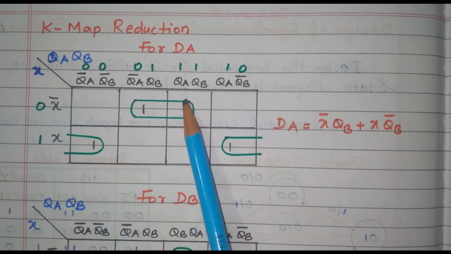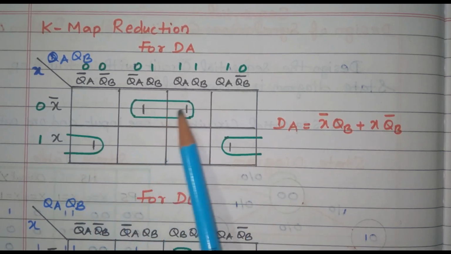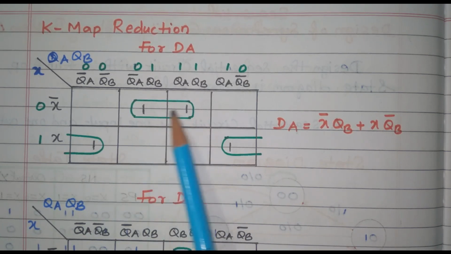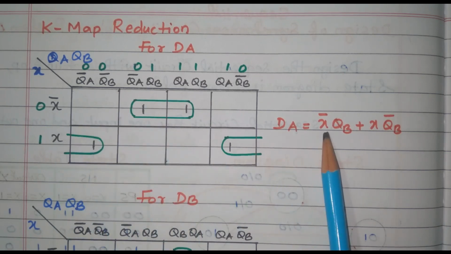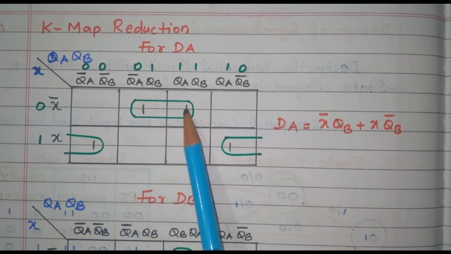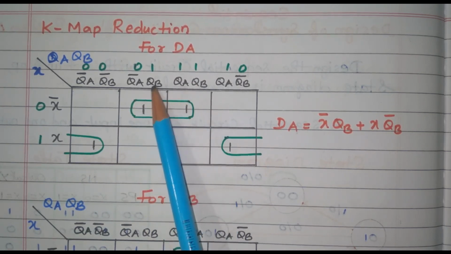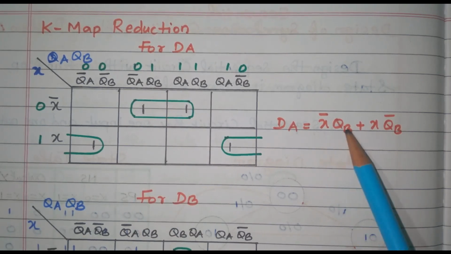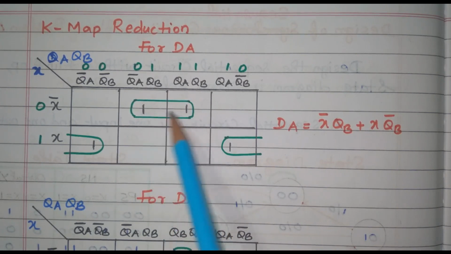These two ones are grouped together, and these two ones are grouped together, left and right corner. While grouping these two ones, X bar is there, so that X bar is written. Correspondingly, in the second and third column, QA and QA bar got cancelled and only QB remains. So, X bar QB is the expression from grouping these two ones.